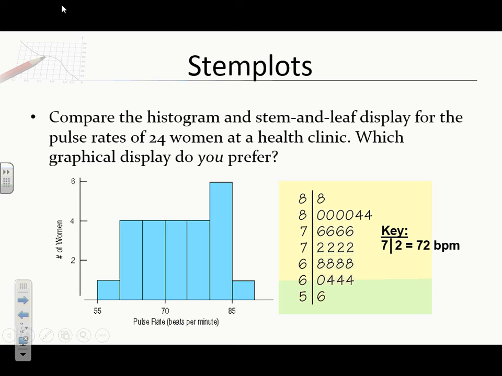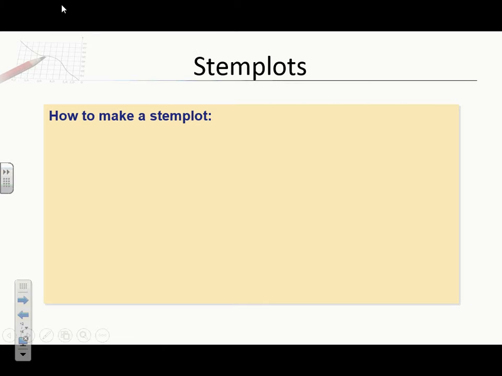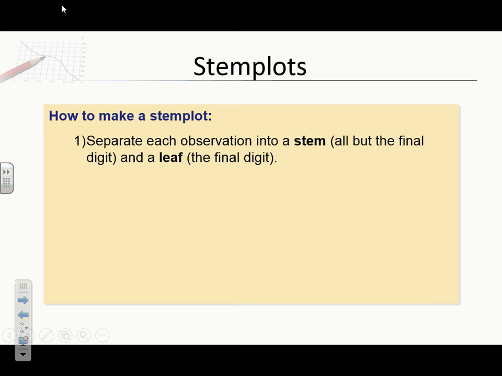Okay? So this is going to be what a stem plot looks like. To create them, a couple simple steps here. The first thing you're going to do is take all of your data and separate it into what we call stems and leaves. The stem is going to consist of all but the final digit. So when you create your stems, it's all but the final digit. And then your leaf is going to be the actual last digit.